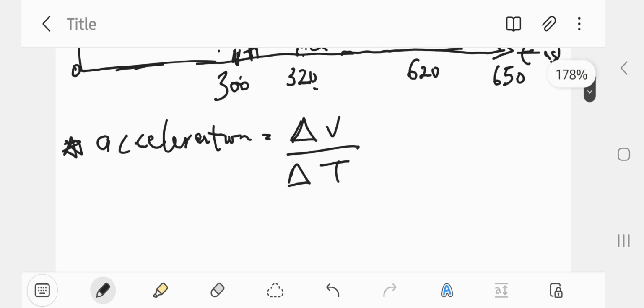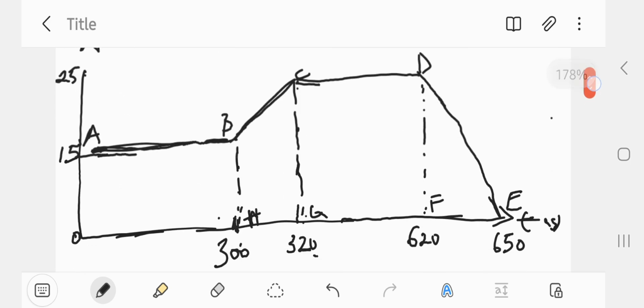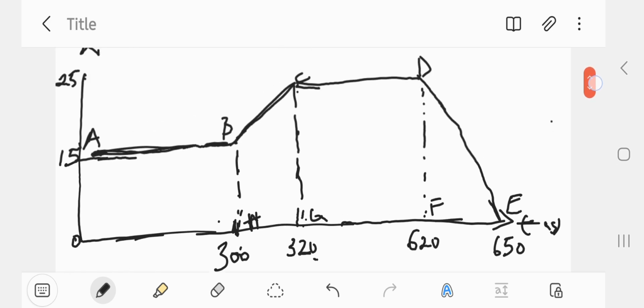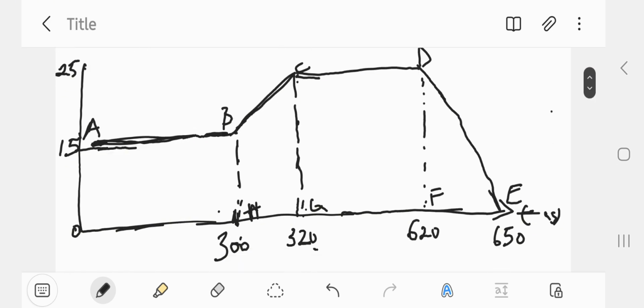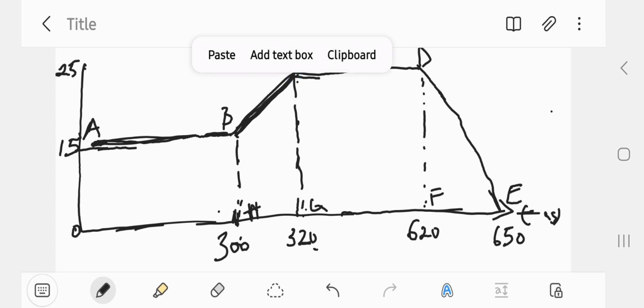So if you go back to our graph now and calculate the period that the car accelerated, you see it's from this B to C. That is when it accelerated. Okay? So if we know that, what we're going to do is just find the difference. What is the change? The initial was 15, then he accelerated to 25, right? Good. And the time it took is from 300 to 320.